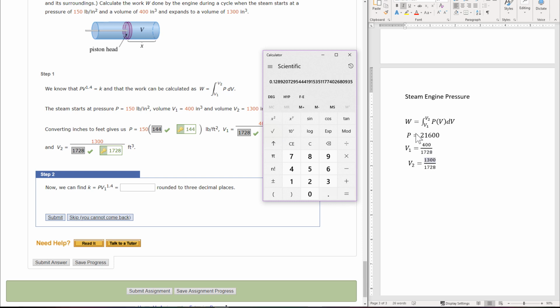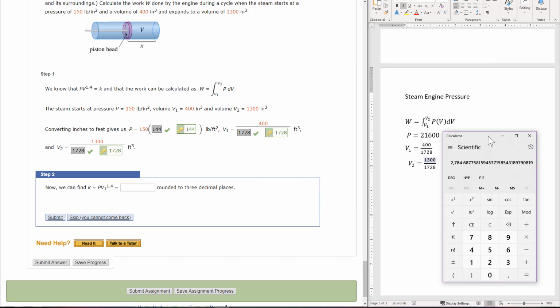It looks like we just have V1. I don't know what happened to my multiplying by P, the pressure, so let's just multiply this by the pressure. That's 21,600. Looks like we got a big value here. They want us to round off to 3 decimal places. So we got 2784.6877. Our 4th decimal place is 7. That's bigger than 5, so we're going to round up to 8.